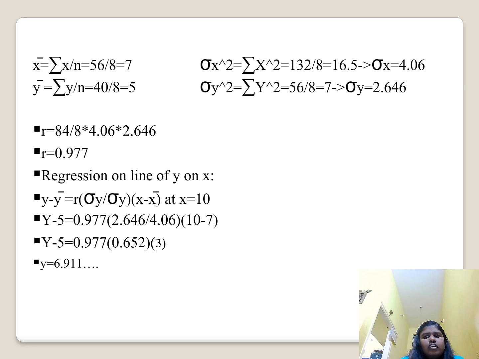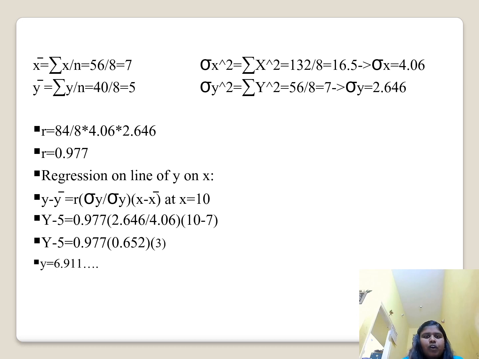R is this. All these values you should substitute in the formula. R is equal to 84 divided by 8 into 4.06 into 2.646, we'll get R is equal to 0.977.